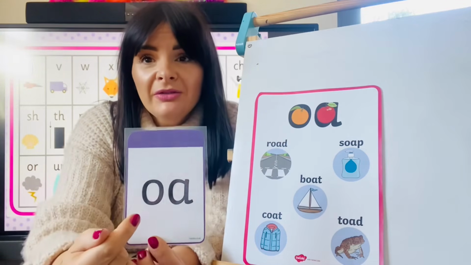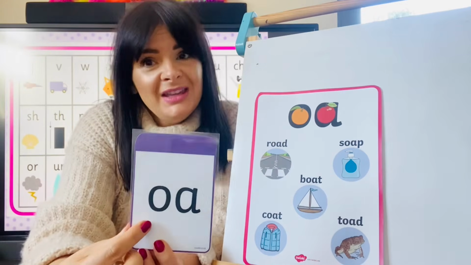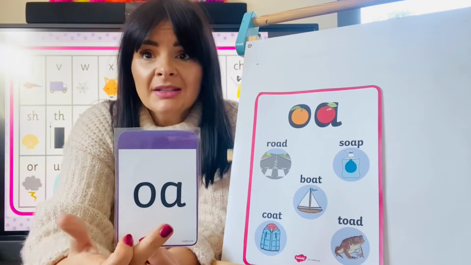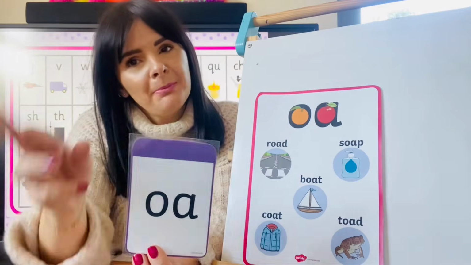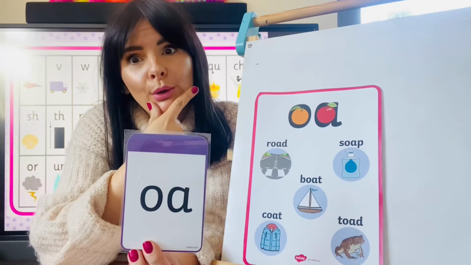The digraph has 2 letters, 1 sound. Now these 2 letters, it's an O and an A. Together, they're best friends, they sit together in words and they say, oa.